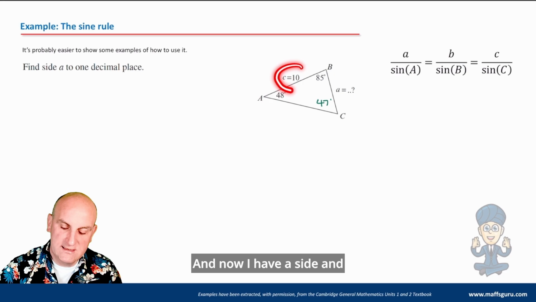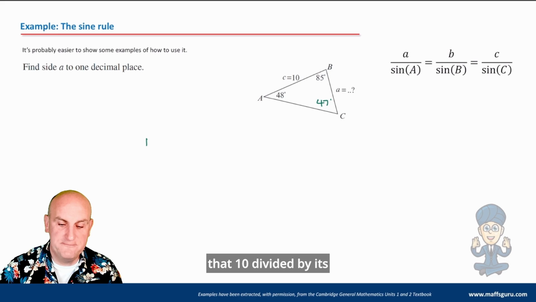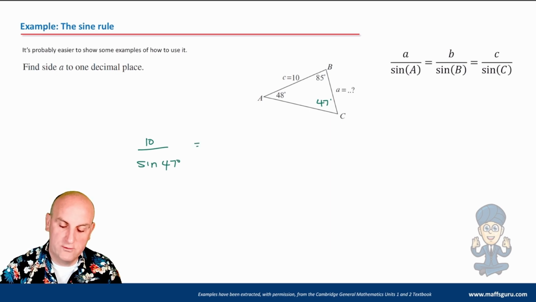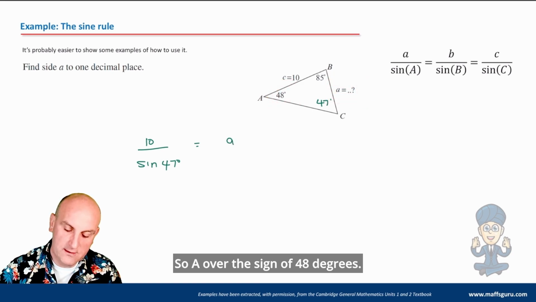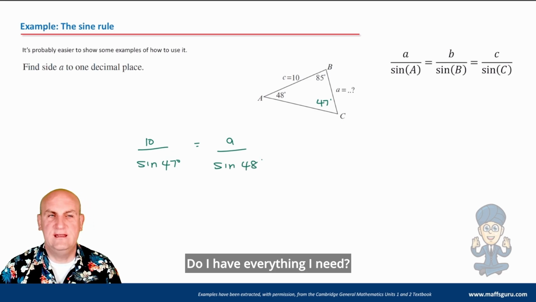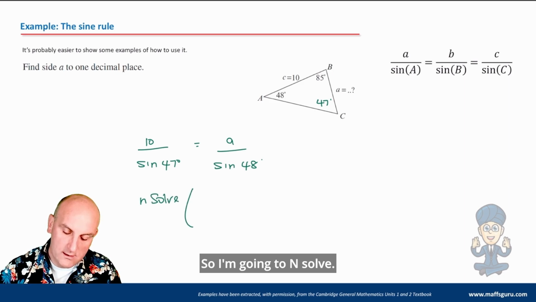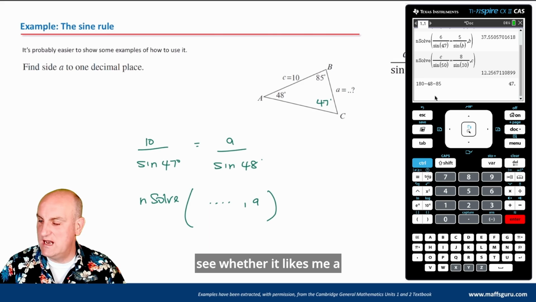And now I have a side and an angle that are given. So I'm going to do that first. So I'm going to say that 10 divided by its partner, the sine of 47, is equal to, what are we trying to find? We're trying to find A, so we've got to use that joint angle there. So A over the sine of 48 degrees. Do I have everything I need? Yes, I do. So I'm going to solve that. I'm not going to write it all out, but comma A, and again, fire up my calculator, and let's see whether it likes me a little bit better this time.